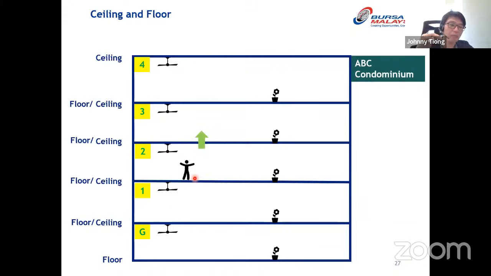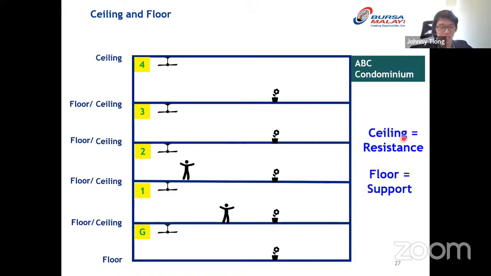If it wants to go up to level 3, it needs to break the resistance, break the ceiling in order to come to floor number 3. So the ceiling here is resistance. If this person wants to go down to level 1, it needs to break the support. You need to drill, break the support and fall down to level 1. So ceiling is a resistance, floor is a support.